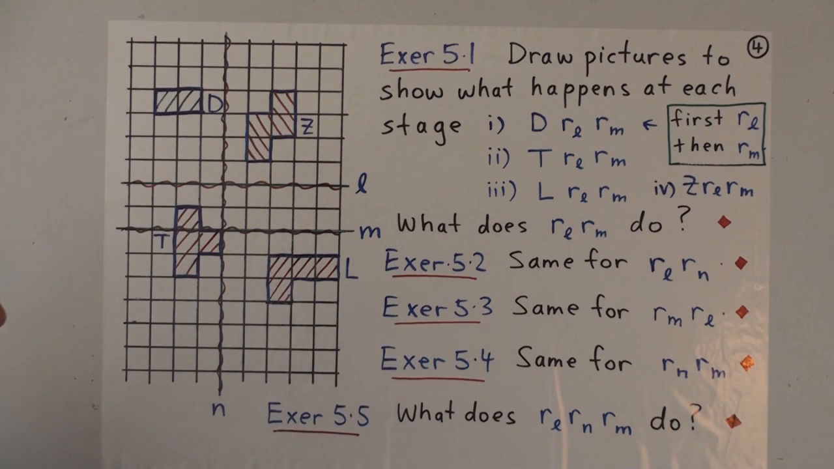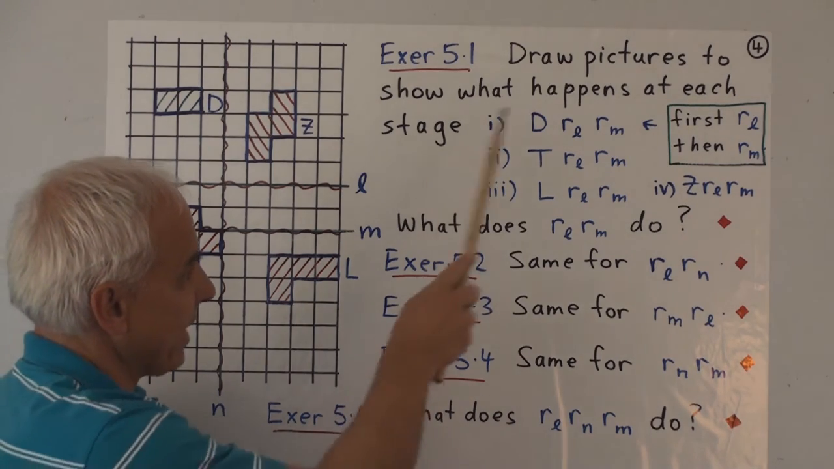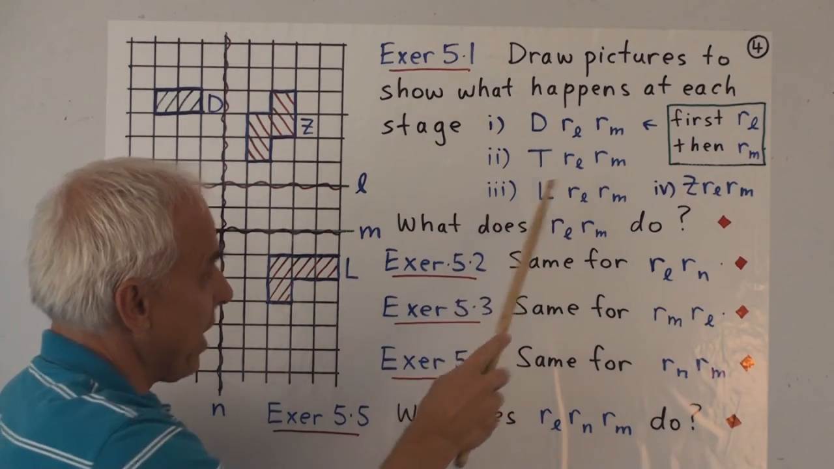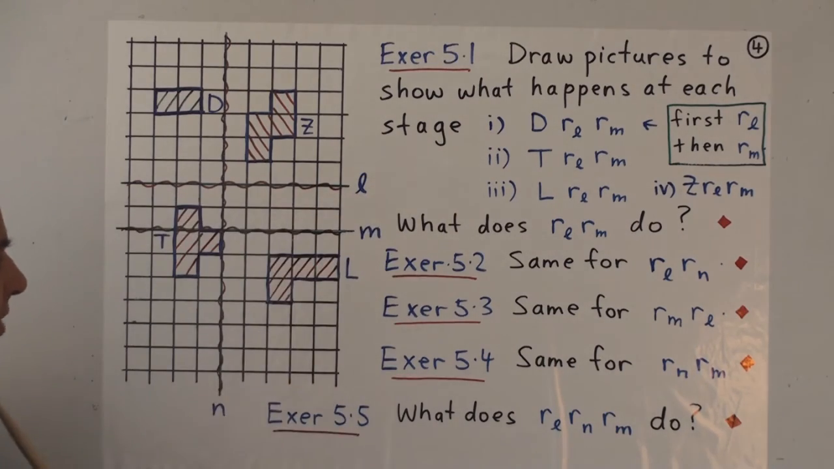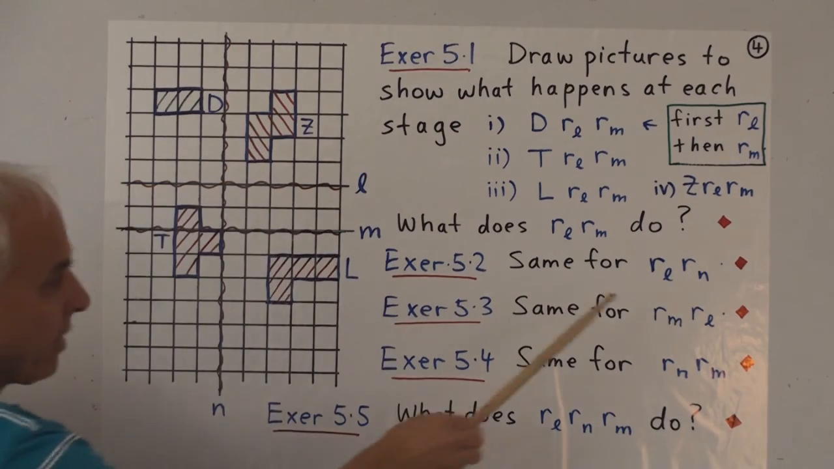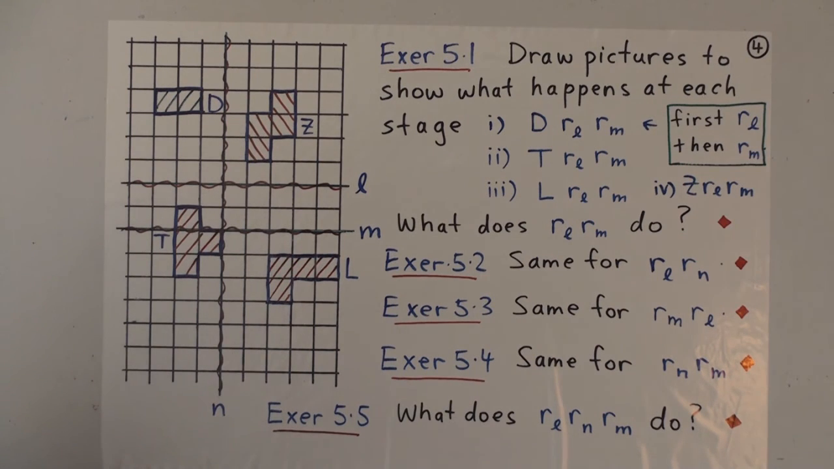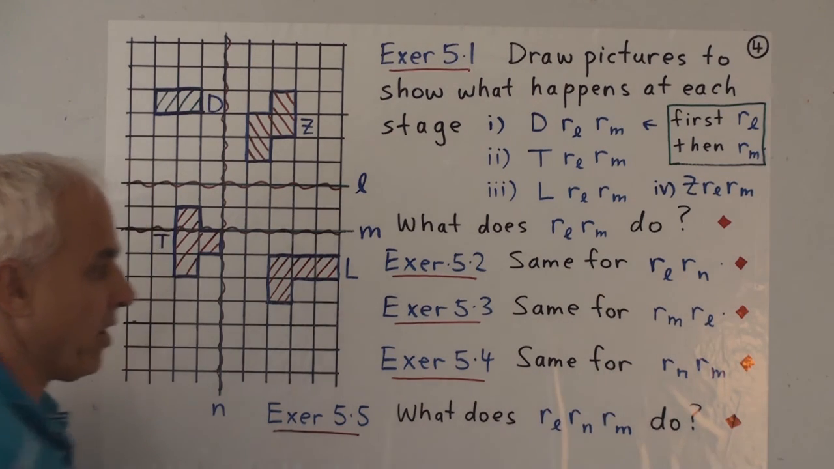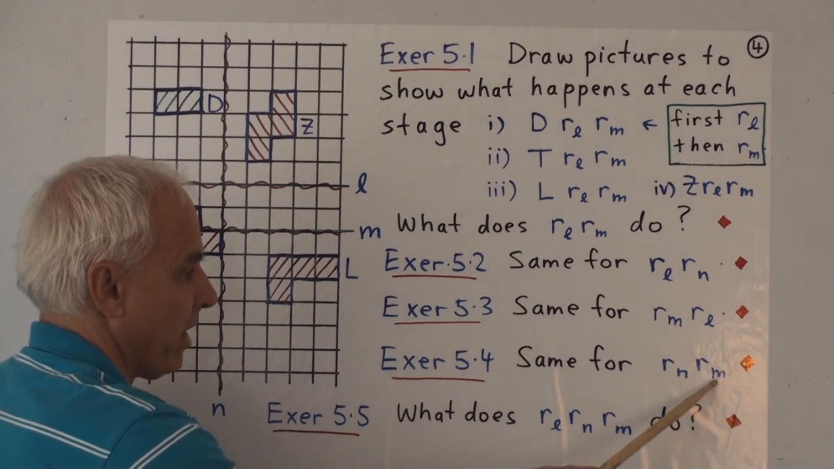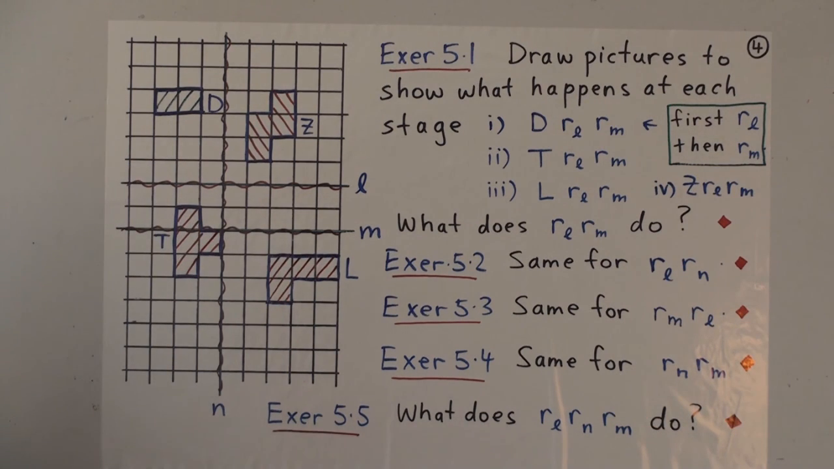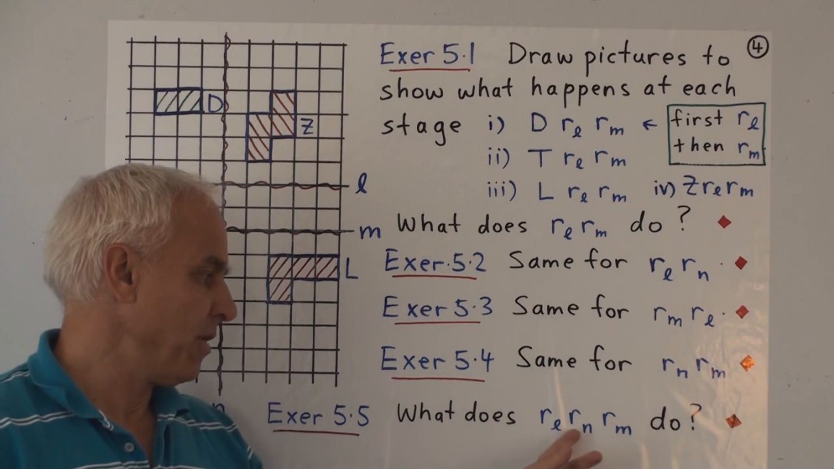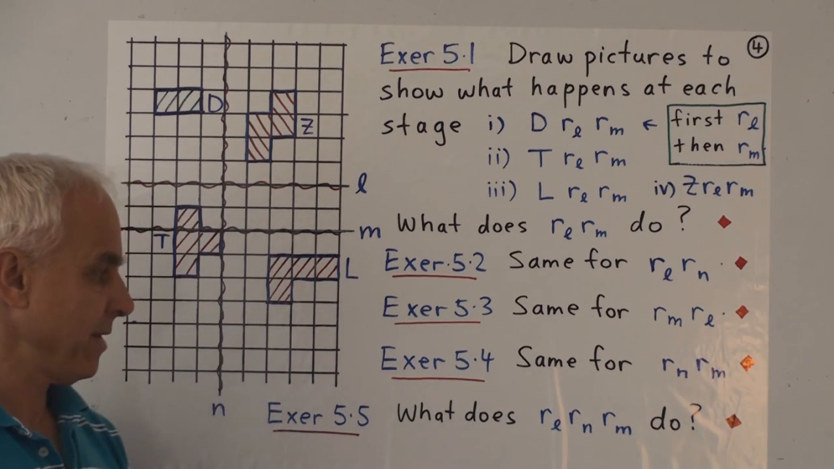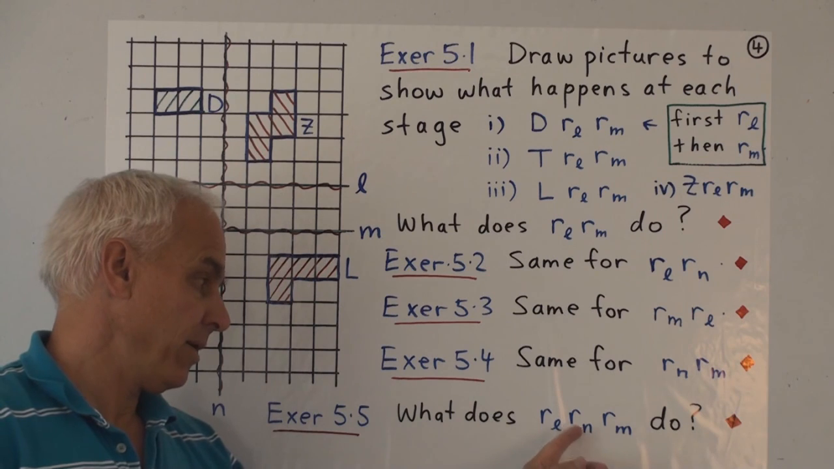The other exercises are very similar, except we're just using different lines. So exercise 5.2, exactly the same, except the combination we're interested in now is not this one followed by this one, but rather this one followed by this one. A horizontal reflection followed by a vertical one. And then same for R sub M followed by R sub L, and same for R sub N followed by R sub M. And this one here, a little bit fancier, what happens if you perform all 3 reflections in this particular order, L, N, and M.